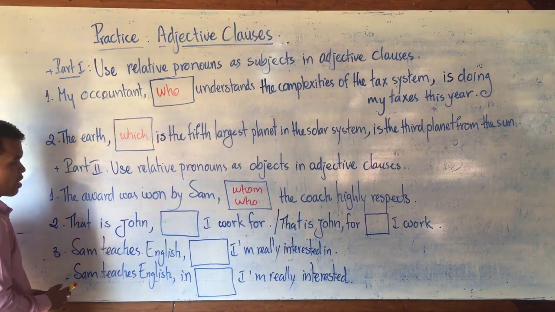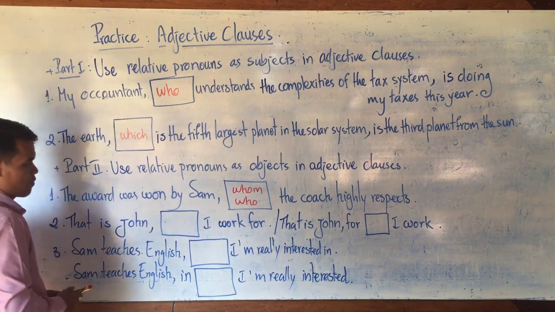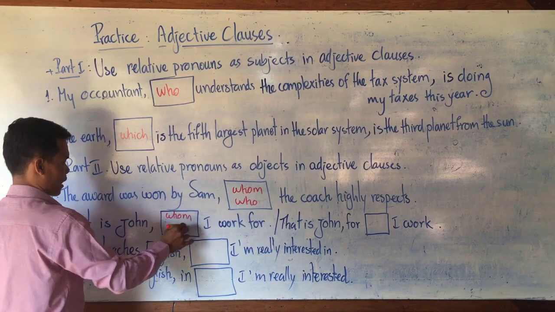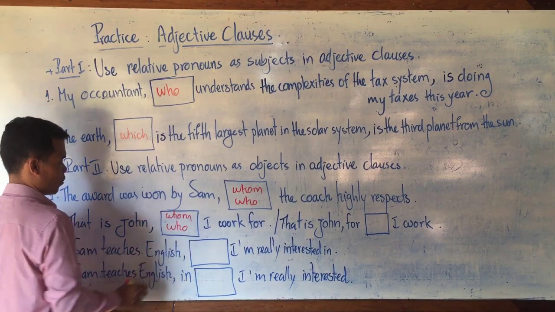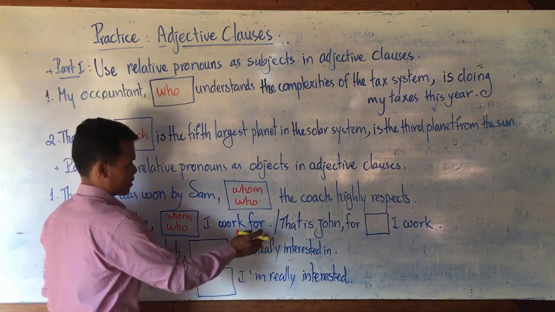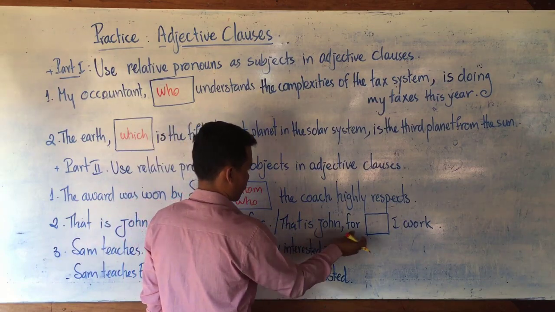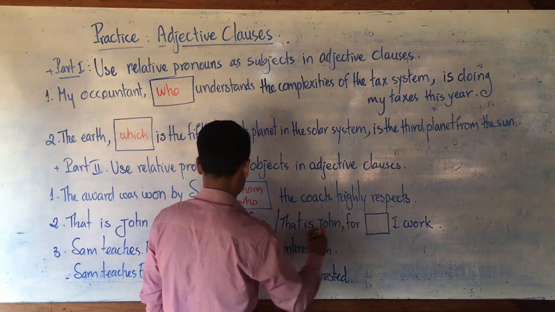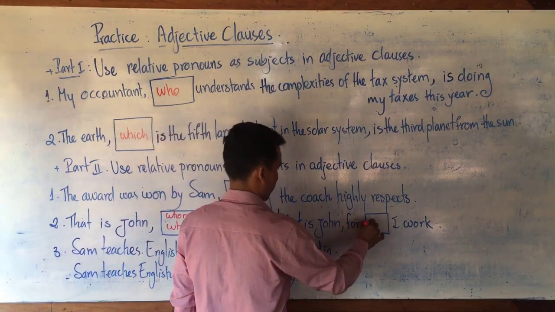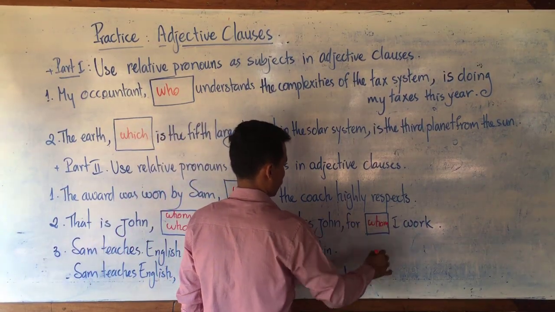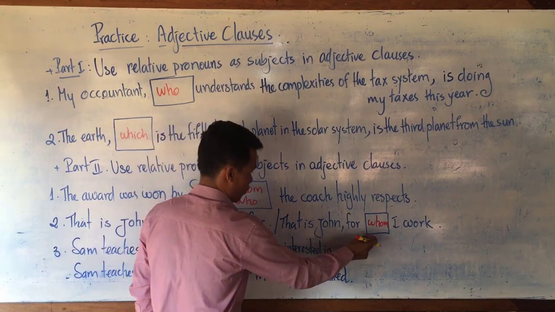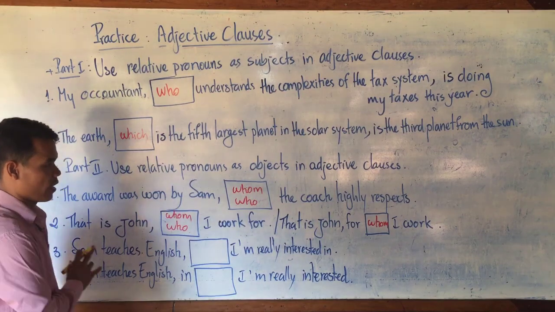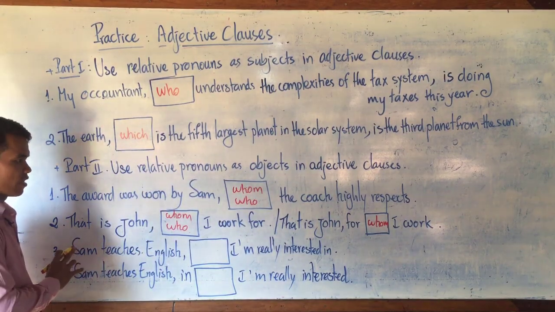Number 2, that is John, after John is a comma, I work for. So again, after the comma here, we can use whom. Can I use who? Why not who? But who is not formal. Or you can say that is John, for whom I work, but this time the preposition is placed before the relative pronoun. So after a preposition we use only whom for people. Can I use who? No. Can I omit it? No, because in non-defining relative clauses, any relative pronoun is not deleted.